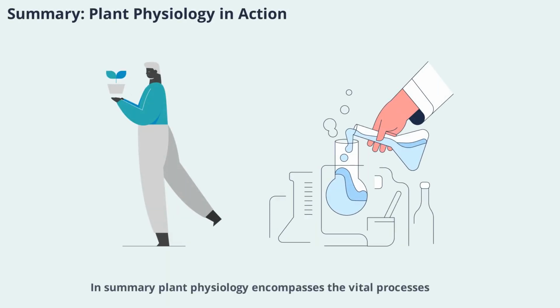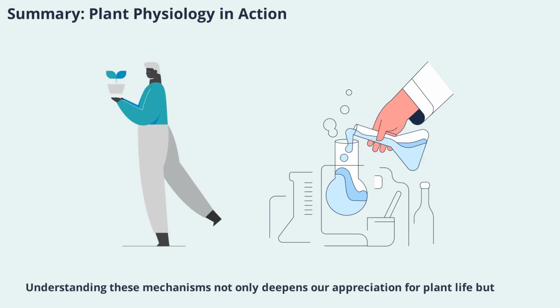In summary, plant physiology encompasses the vital processes that keep plants alive and thriving. From the absorption of water and minerals by roots to the transport and utilization of these resources, every step is crucial for plant growth and survival. Understanding these mechanisms not only deepens our appreciation for plant life, but also underscores the importance of plants in sustaining ecosystems and life on Earth.